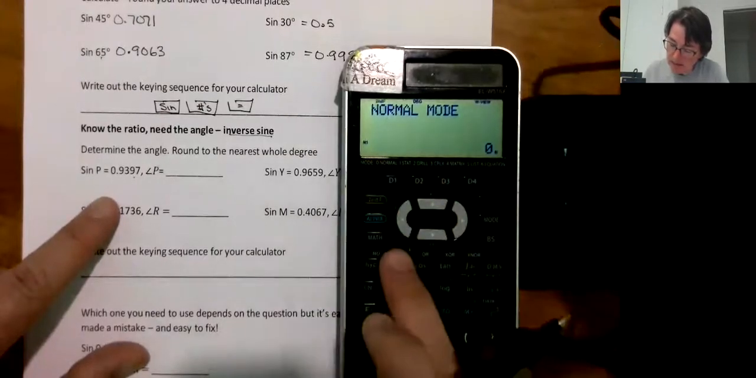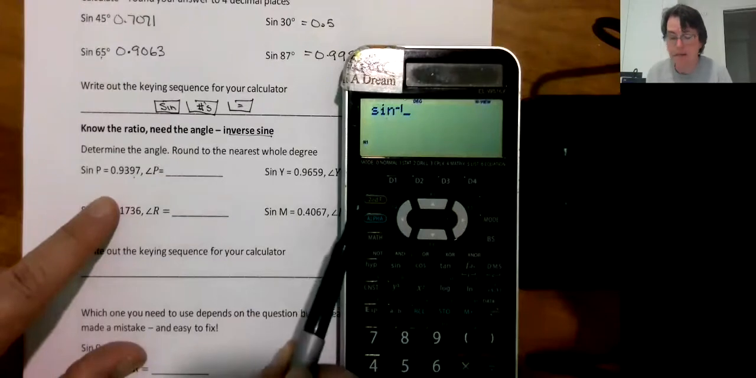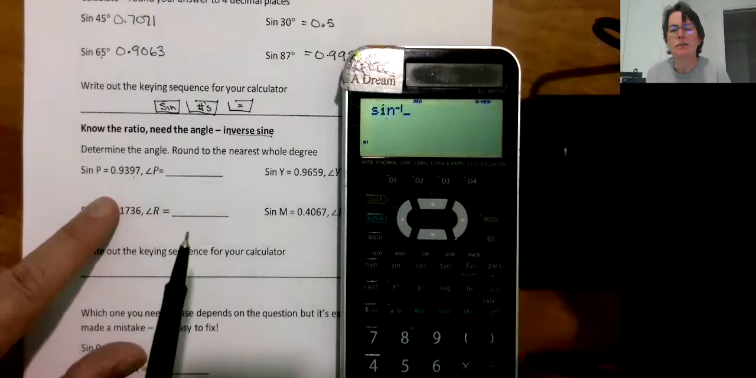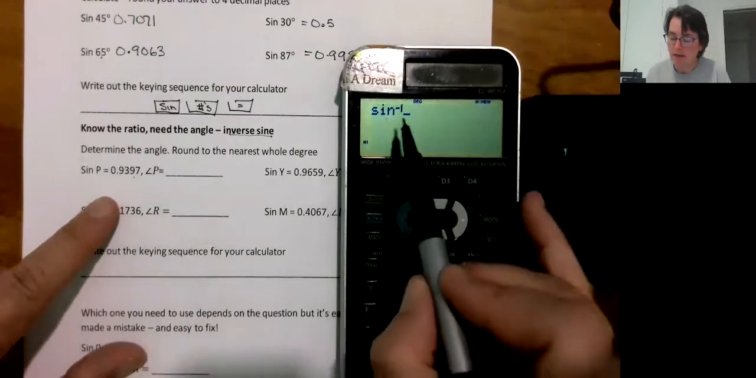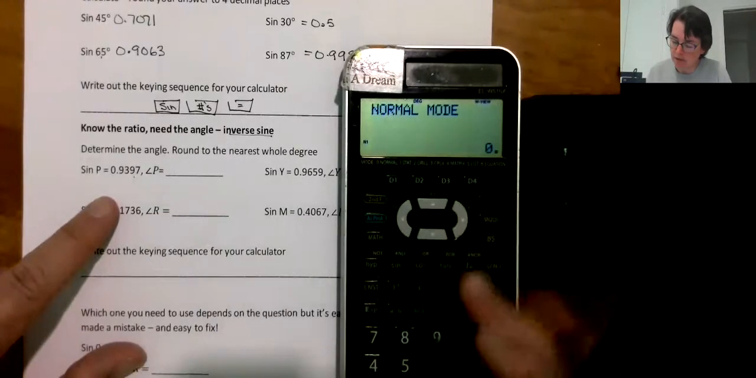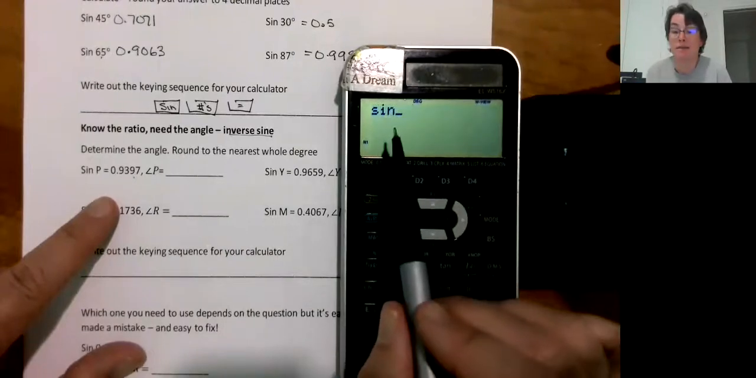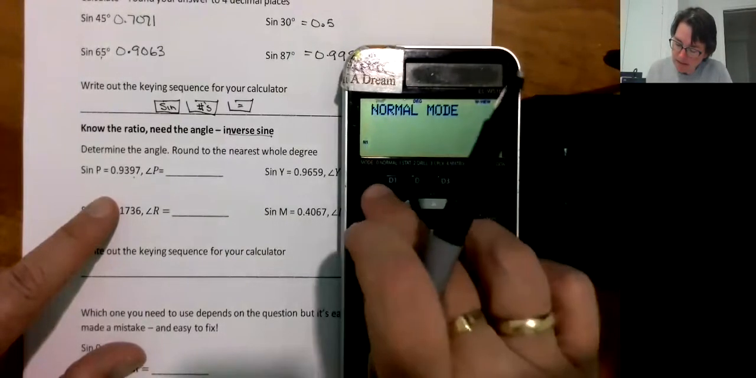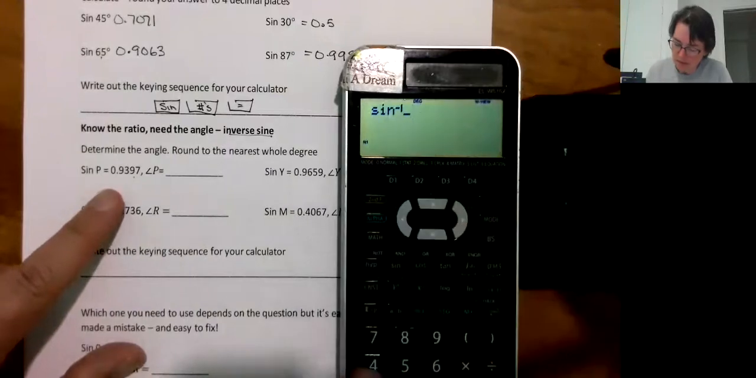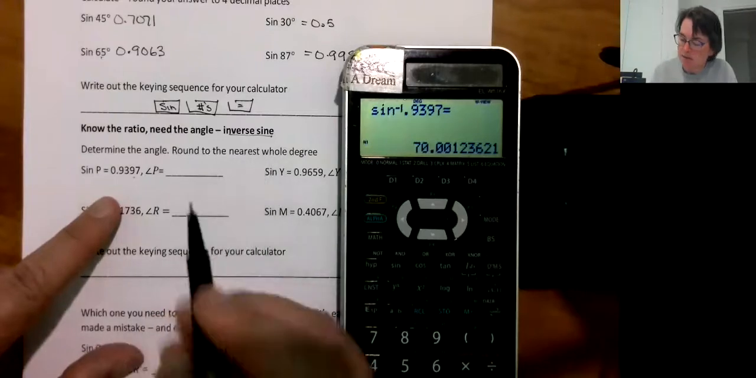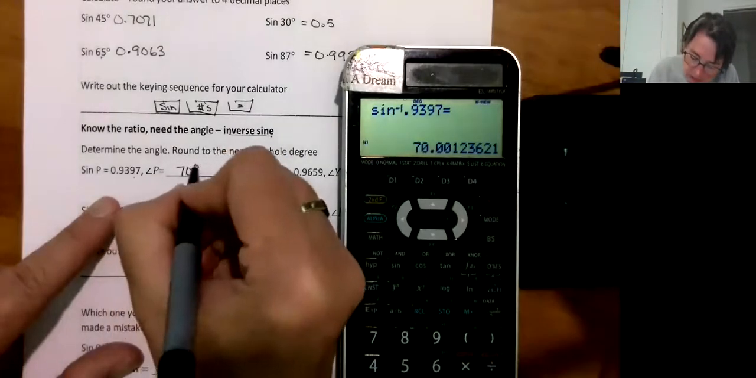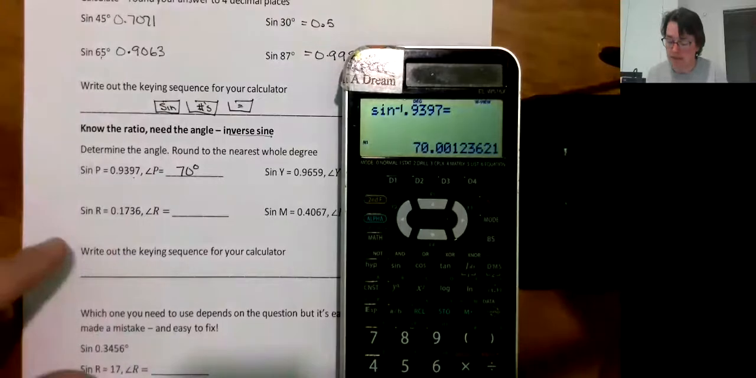Second sine. So in my calculator, it's the second function. Sometimes it says inverse. See how it punches up sine to the -1? Where normally if I just hit sine, it just says sine. But second sine tells me I'm doing my inverse, 0.9397. And it gives me 70 degrees. And this says round to the nearest whole degree, 70 degrees. Don't be afraid to put the little degree sign in there.